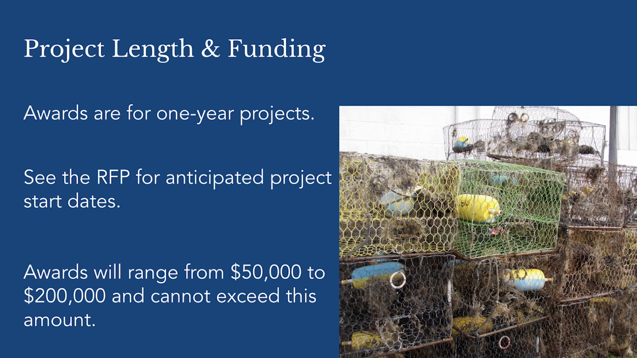Projects funded through this award will be for one-year projects. Longer-term awards are not permissible under this program. See the RFP for anticipated project start dates. Awards will range from $50,000 to $200,000 and may not exceed this range. The Nationwide Fishing Trap Program anticipates that between 6 and 15 awards will be made annually under this solicitation.